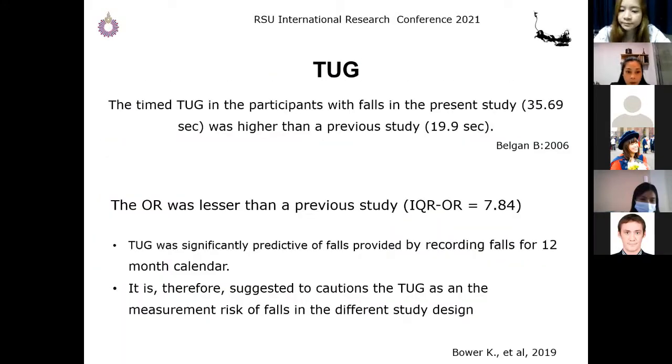For the Timed Up and Go, a previous study found the odds ratio was a big number, like 7.84. However, it is different from our study. Timed Up and Go is a small number. Therefore, when using Timed Up and Go to predict fall, we should consider the time of collecting data. In the previous study, they collected data of fall in a prospective study over a 12-month calendar.